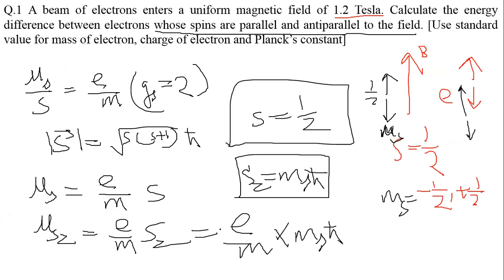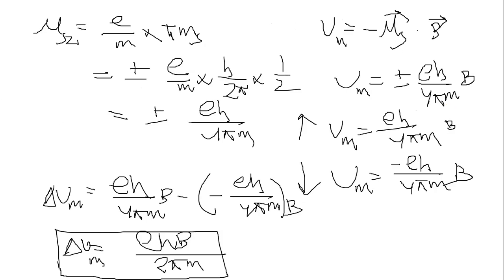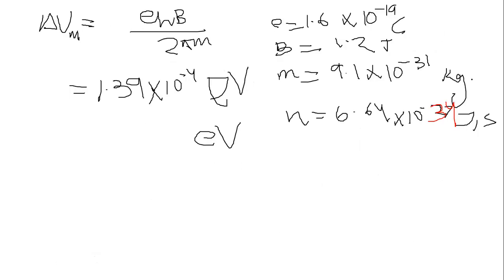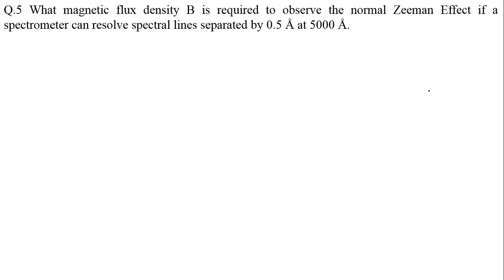So what will be the value of dE in this case? What we calculated here was minus mu dot B vector, so it was plus minus eh by 4 pi m B. So basically here we will take only one value. Similarly in this case the dE will be eh cross by 2m, eh by 4 pi m B.